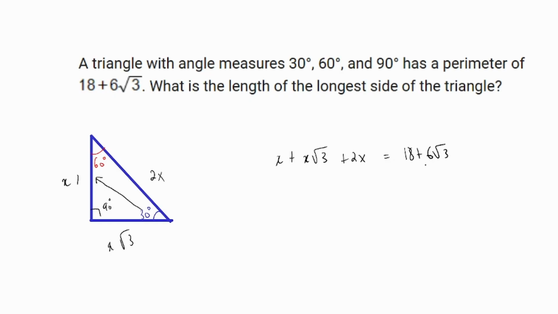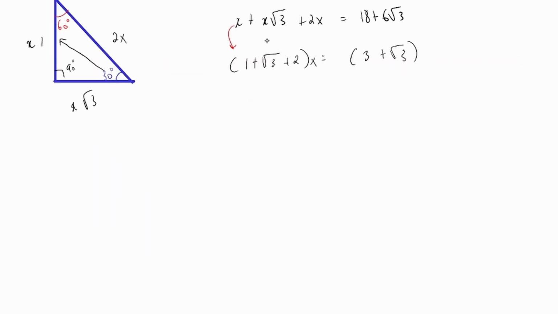Now we have to combine our like terms. We can potentially just factor out an x from here. So we're going to have 1 plus square root 3 plus 2, with an x factored out. That means we can simplify even further by combining like terms, 1 and 2 together, to get 3 plus root 3.